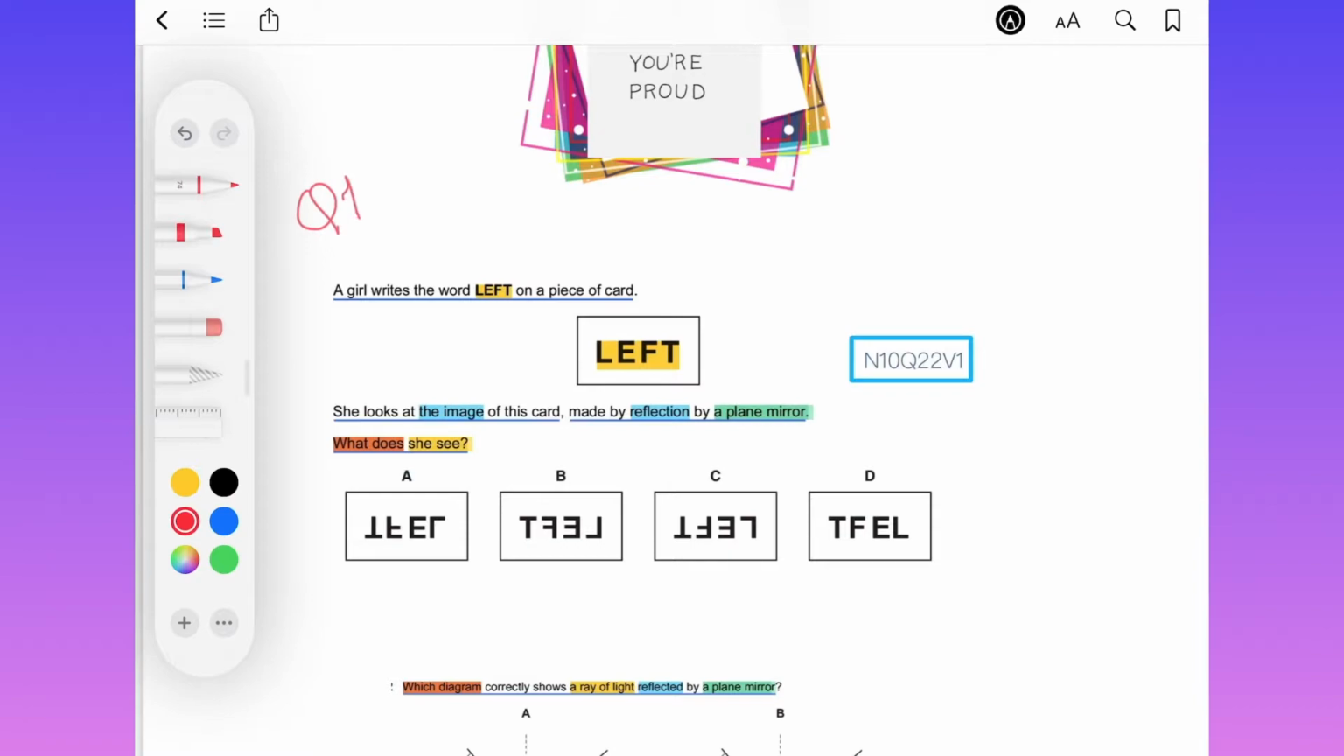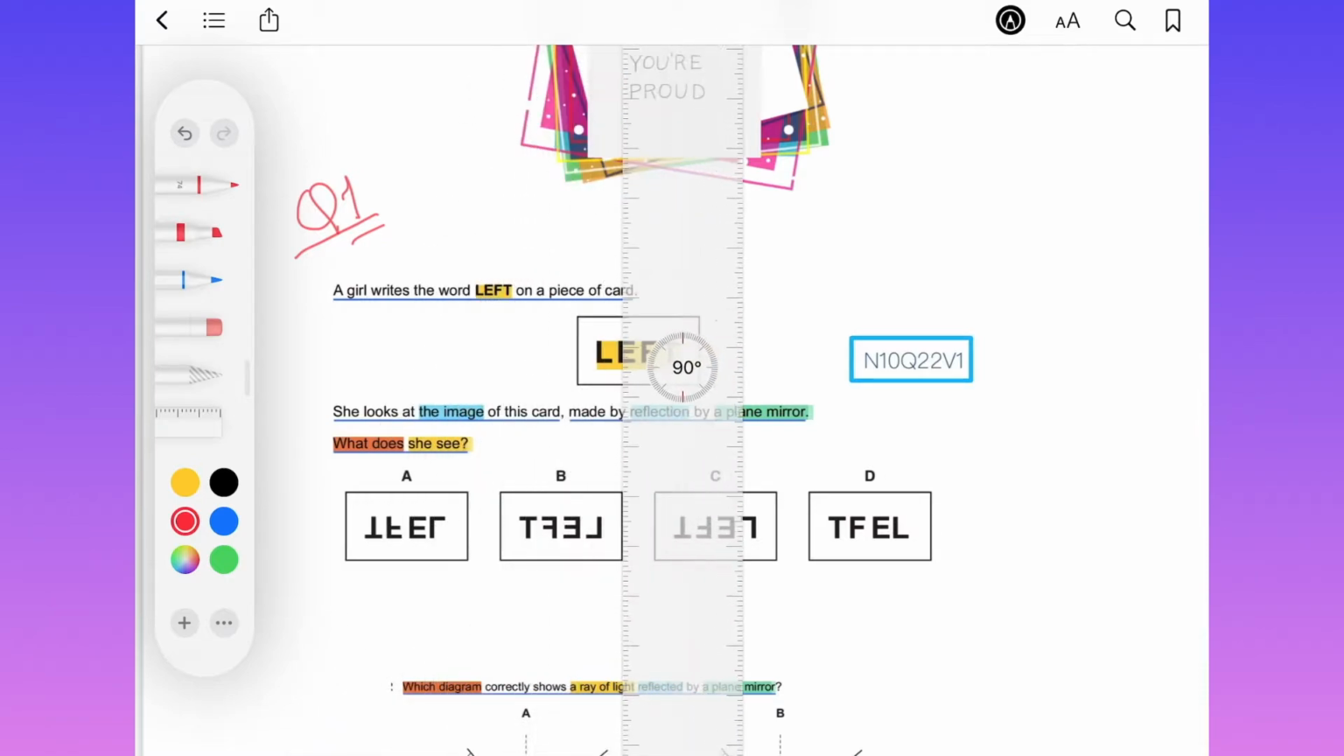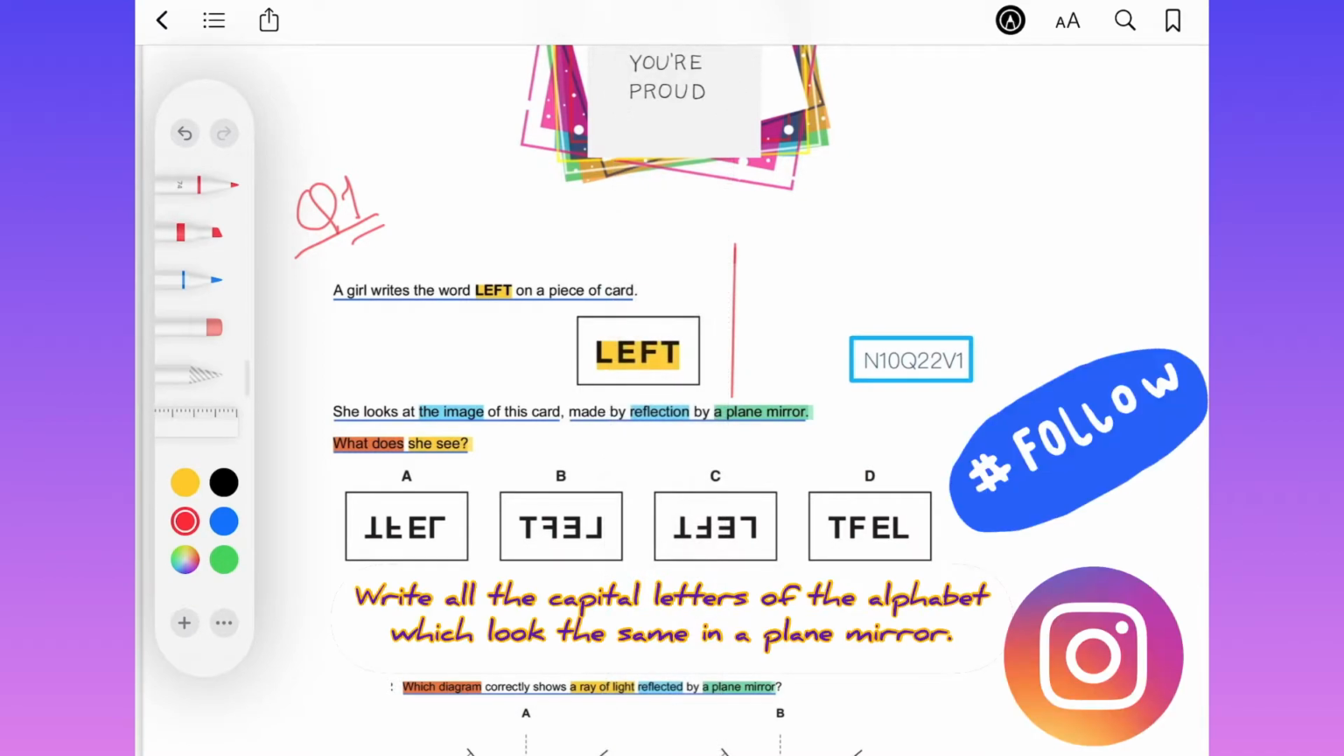Okay, question 1 here. A girl writes a word left on a piece of card. She looks at the image and what does she see? Okay, number 1, the first step, you have to draw the mirror here. It's not required, but it helps you imagine how the image is formed. At equal distance behind the mirror here, you will find the image of the object.